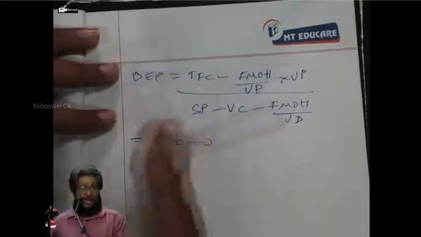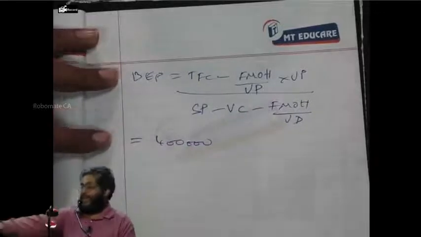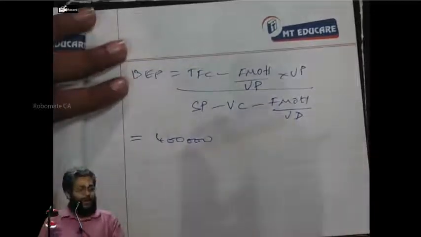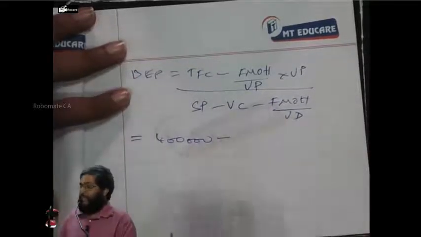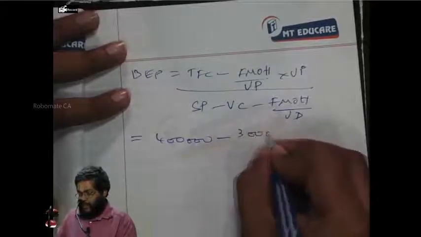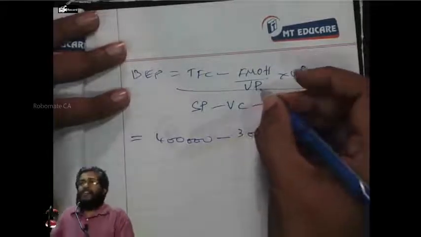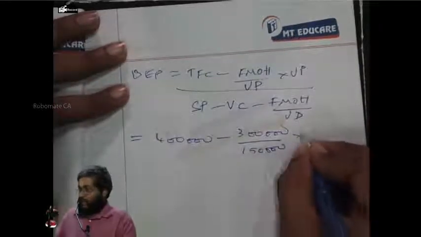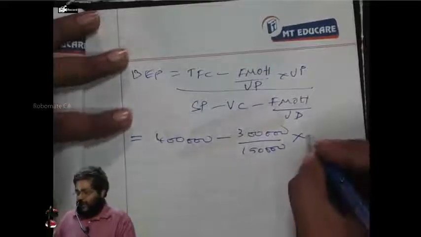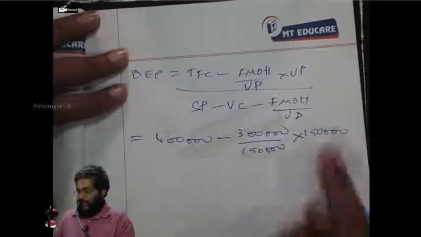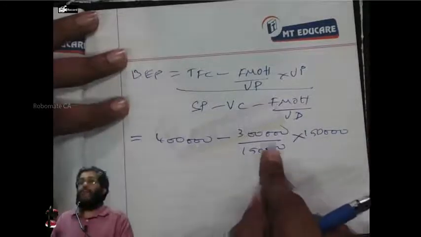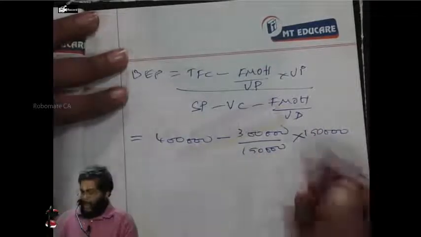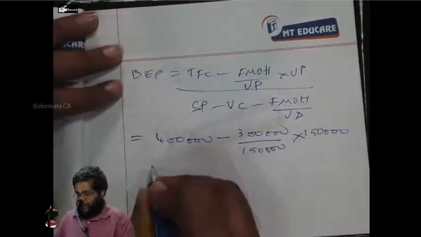Don't copy, please. Listen, you have to tell along with me. Total fixed cost is 4 lakh, yes or no? What is fixed manufacturing overheads? 3 lakhs. UD means normal capacity, 1,50,000 units. In the first 4 years the production is 1,50,000 units, and there is no under or over absorption because what the plant produces is absorbed.